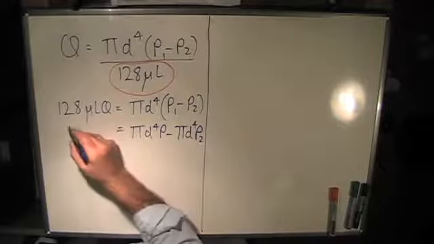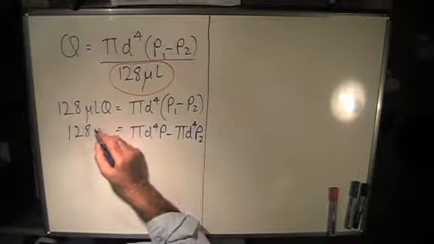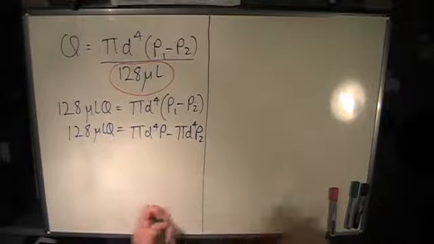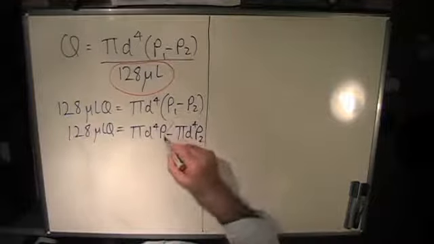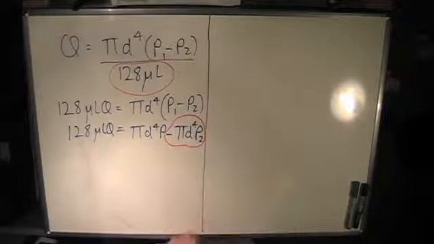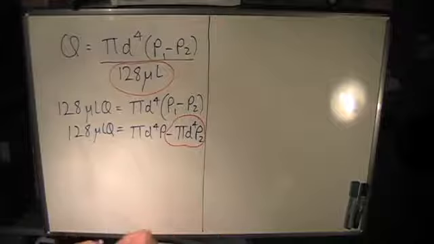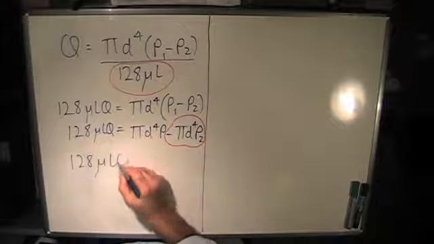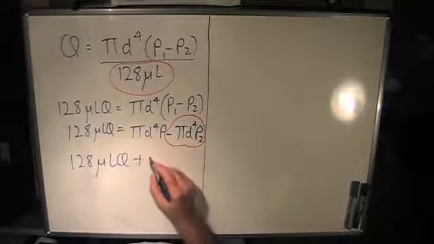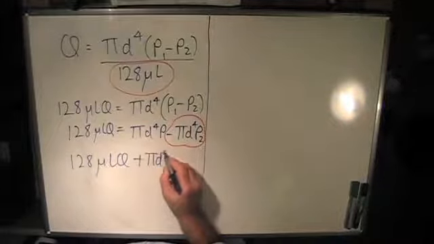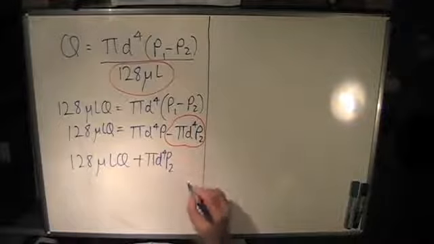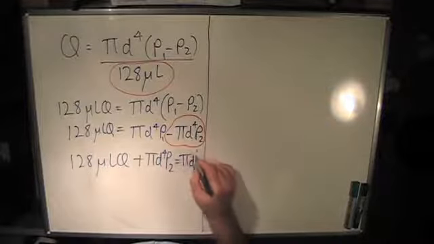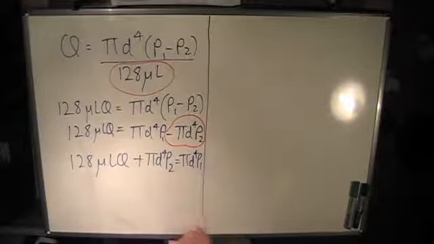If I did that, it would enable me then to take this term and take it over to the other side. So when you take that over to the other side, you get 128 mu LQ plus pi d to the 4th P2 equals pi d to the 4th P1.